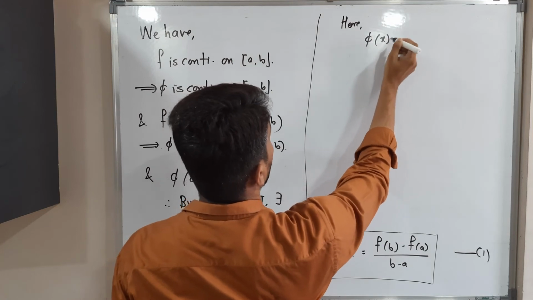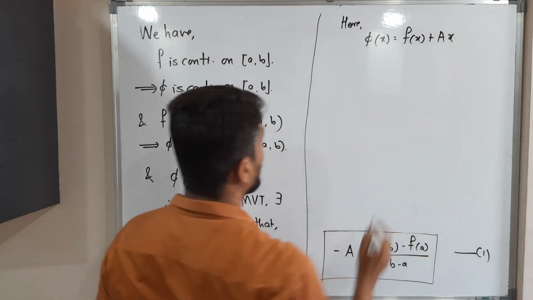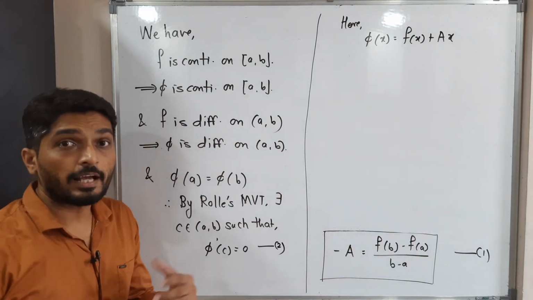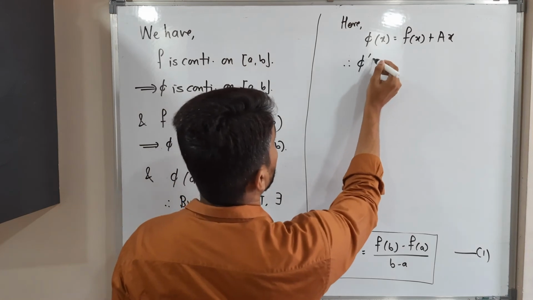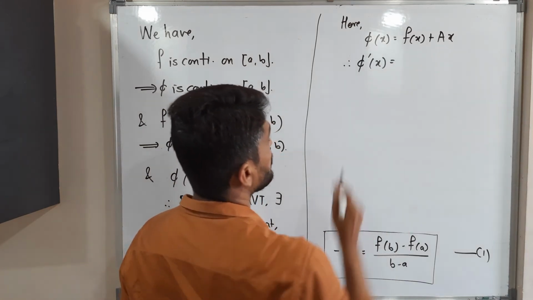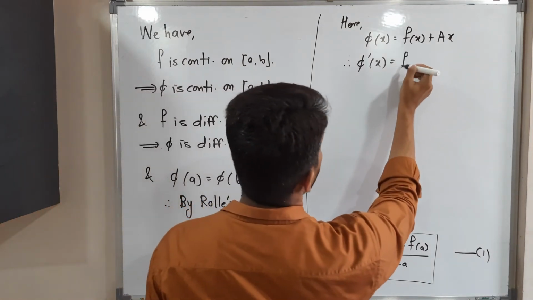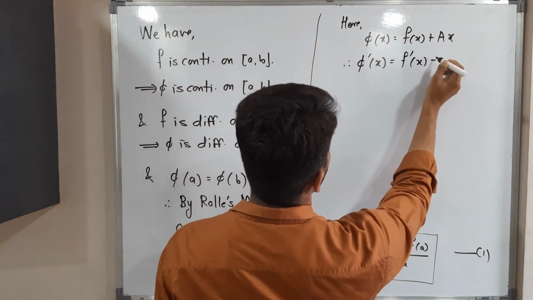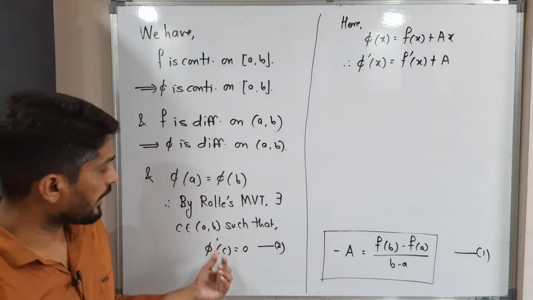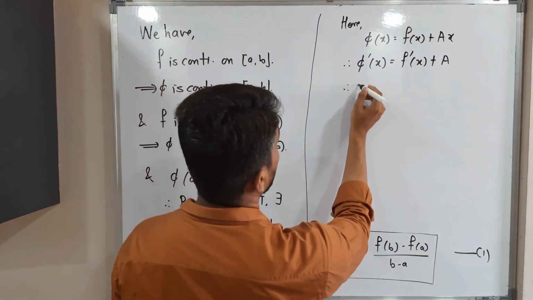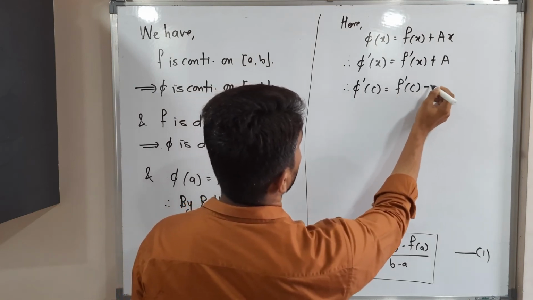Phi of x is equal to f of x plus ax, right? We are interested to know the value of phi dash. Let us find the derivative. So therefore, phi dash of x, addition is there, you can take separate derivatives. Derivative of f of x is f dash of x, a is a constant, derivative of x is 1. So that's why I got this. So phi dash of c we want, no? Phi dash of c. Let us put c here. f dash of c plus a.